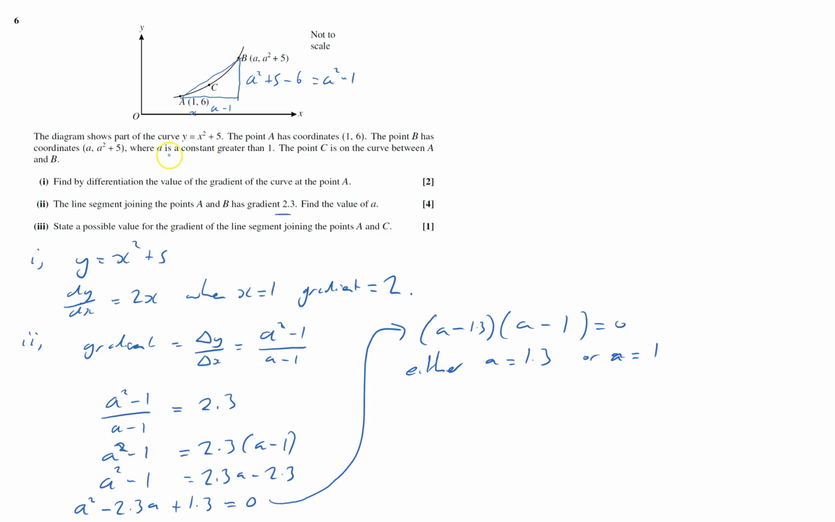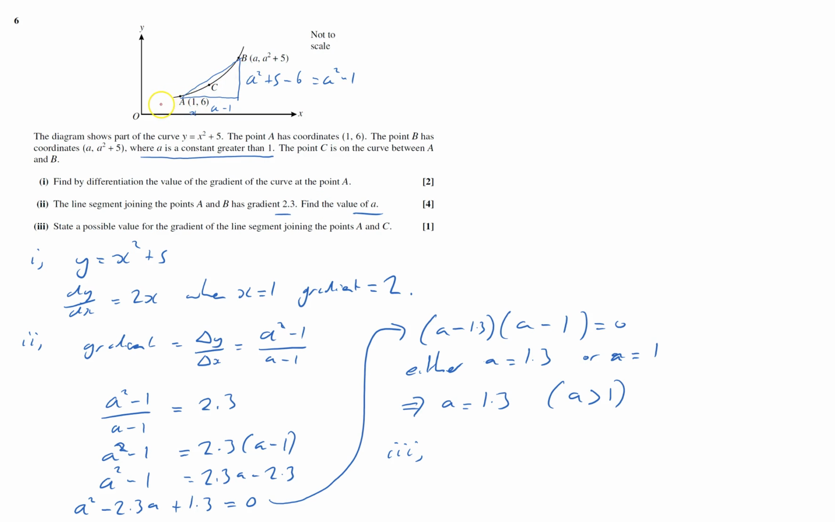And it says here that a is a constant greater than 1, therefore a equals 1.3. I'll put down in brackets a is greater than 1. Okay, so I found the value of a. Part 3, state a possible value for the gradient of the line segment joining points A to C.